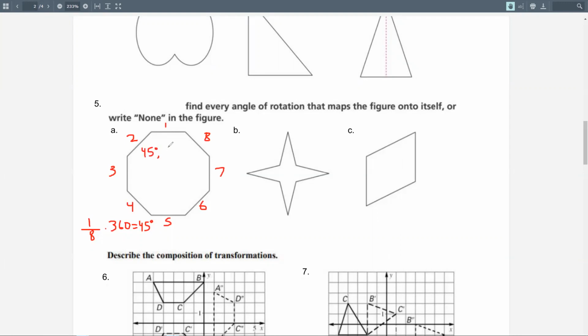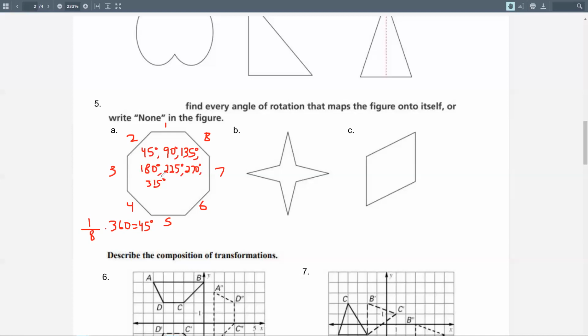If we rotate another 45, we're going to be at 90. Another 45, that's 135. 180. Another 45 is 225. 270. And then 315 degrees. So every time you rotate it 45 degrees, it's going to match up.